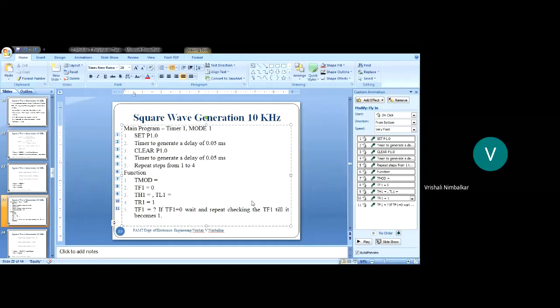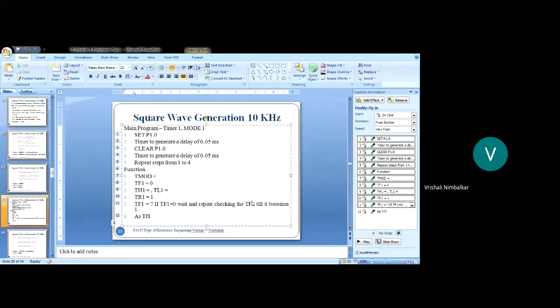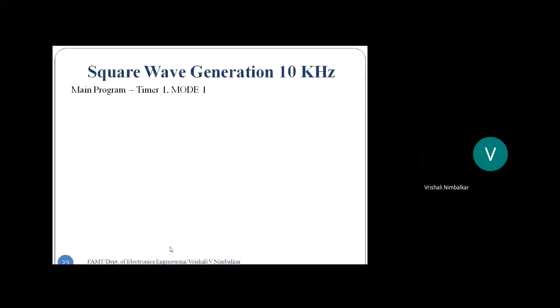And as soon as TF1 becomes logic 1, return to the main program. Now before returning to the main program, stop the timer, stop the counting operation, and then return to the main program. So this is what we are going to do. Is that okay? Just let me know, are you able to see that?